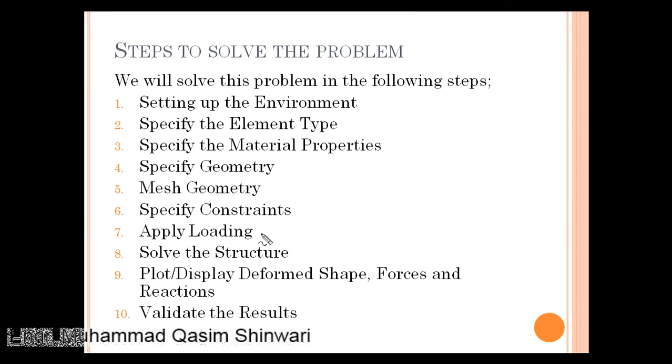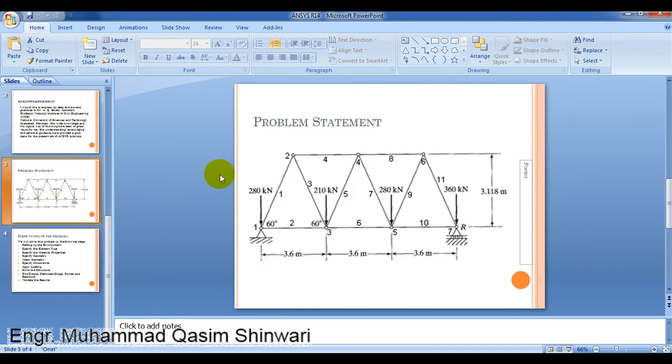Now it's time to apply the loading. If we see the figure, we have loading on key point number 1, 3, 5, and 7. On key points 1 and 5, we have 280 kilonewton. As we are having consistency in our units, we have to enter the value of 280 in the negative Y direction.